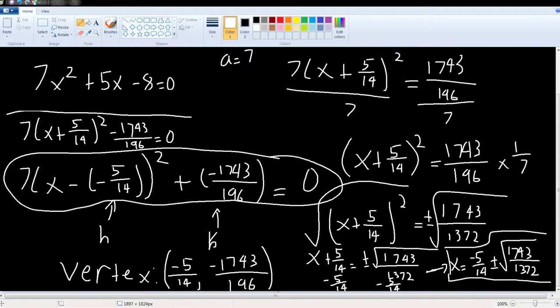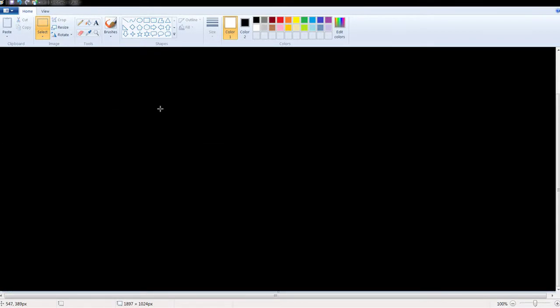So this question was a bit messy because we had a coefficient of 7 for the x squared power, and we had some fractional numbers that we had to deal with, but this is indeed the correct answer. Let's do one more example.